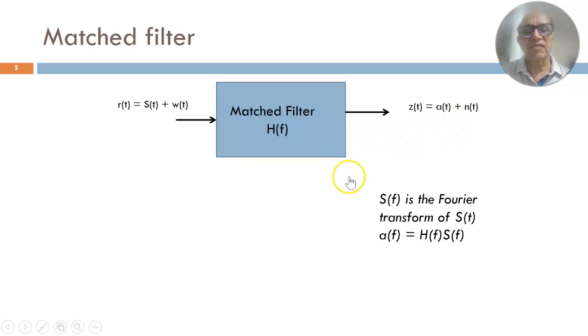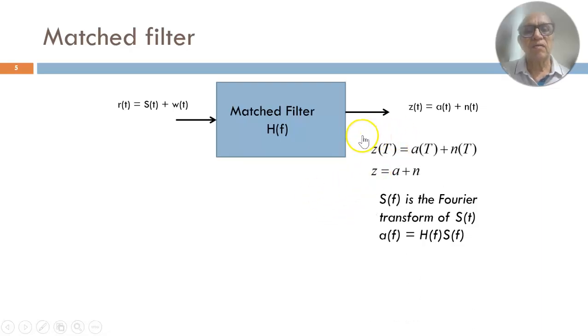Now in our calculations we'll need to calculate H(f). So we'll need to know the Fourier transform of s(t) itself. So suppose we call it S(f). S(f) is the Fourier transform of s(t). And A(f), which is the output from the filter, its Fourier transform will be the product of the transfer function and the Fourier transform of the input signal. This comes from the study of signals and systems. So A(f) will be H(f) into S(f). All right.